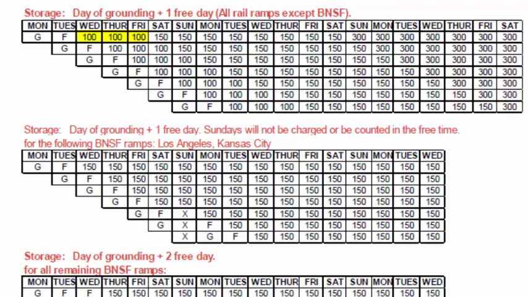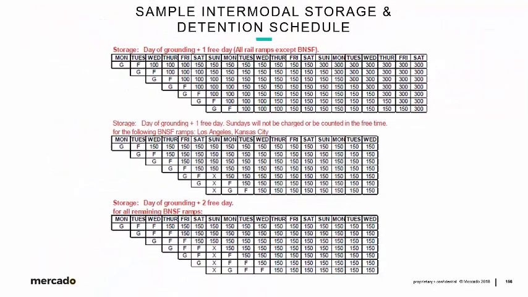Beyond that, we see charges of $100 for the first 3 days in that first row, Wednesday, Thursday, Friday. From there, we see $150 going from that Saturday to the following Saturday. And then starting all over again, and this is an example of the progressive nature of storage and detention, all the way up to $300. This type of schedule is also required as part of a quote.